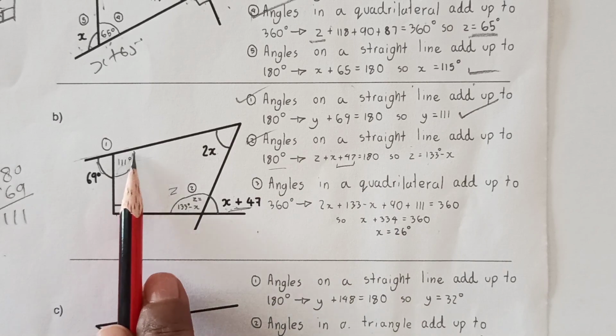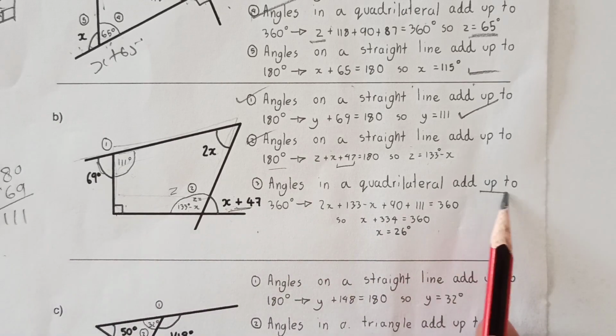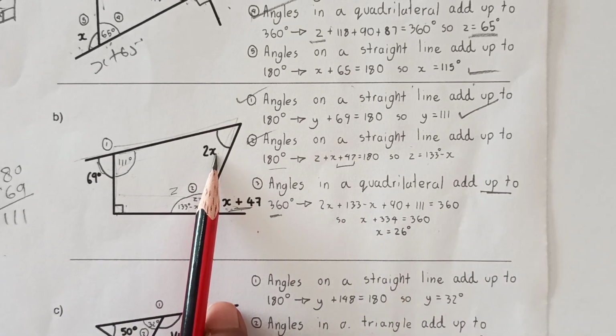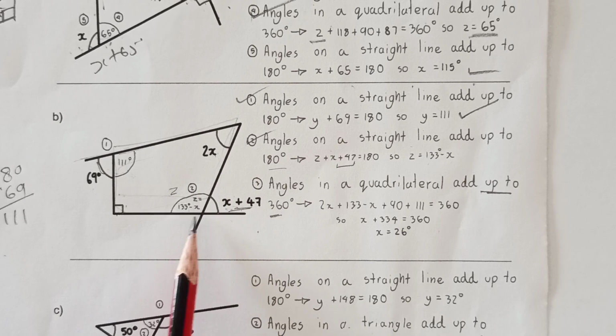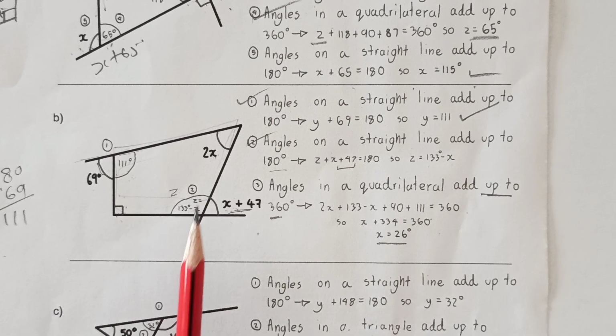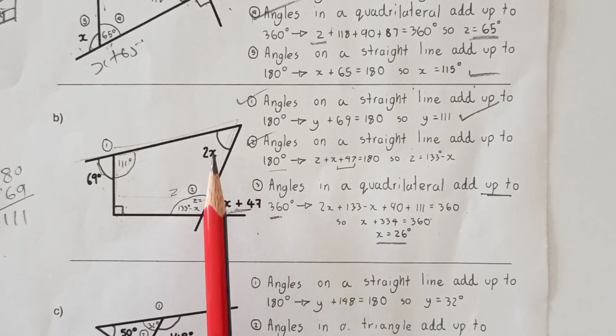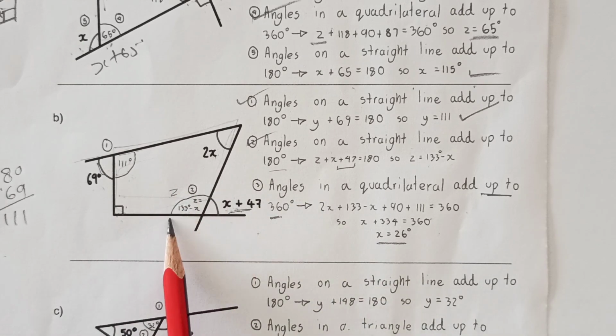Now the third one is adding all these angles. This is a quadrilateral now. The angles add up to 360. So 2x plus 133 minus x plus 90 plus 111 is 360. So from here you can calculate the value of x, right? I hope you understood. Previously it seemed harder, but go step by step. Always start from the given angle. We were given this angle, so we started from here. As you see, the ones you can see are the ones that I did, right?